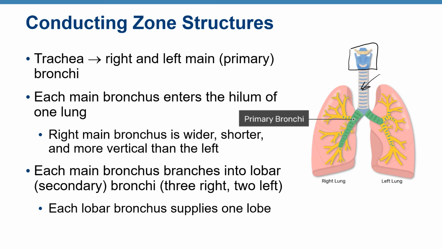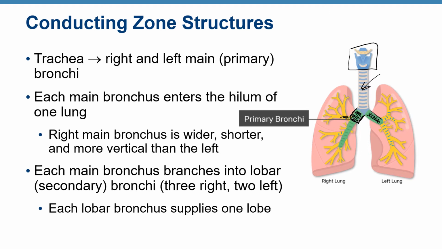Also, right main bronchus is wider and shorter and more vertical than the left one. Even if you cannot see it on this diagram that much, this would be the right primary on this side, right, until it starts dividing into this branch. So that's the right primary, and this one is left primary bronchus.